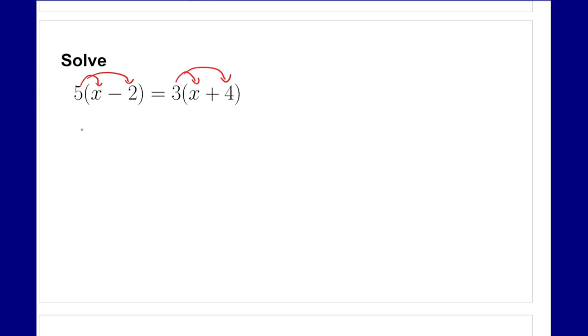So 5 times x is 5x. 5 times negative 2 is negative 10. And that's going to equal 3 times x, or 3x, plus 3 times 4, which is 12. Now we're down to a multi-step equation. And we're at a multi-step equation because I have variable terms on both sides. I have the 3x on one side, I have the 5x on the other.